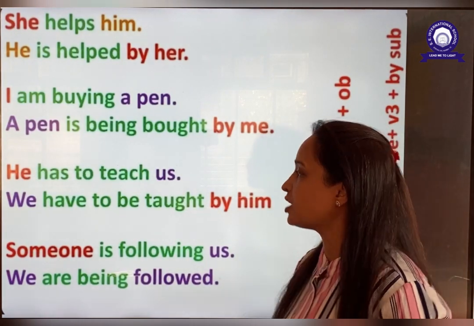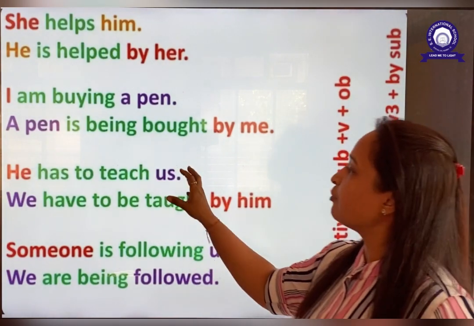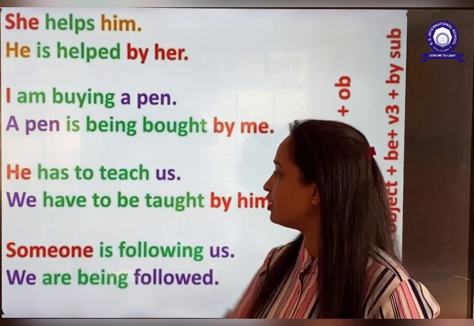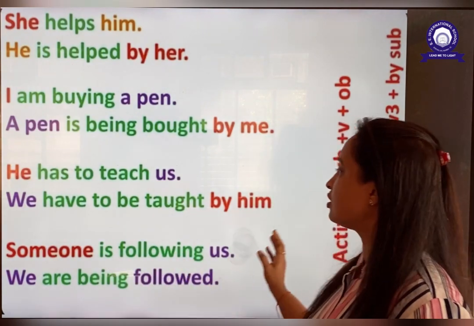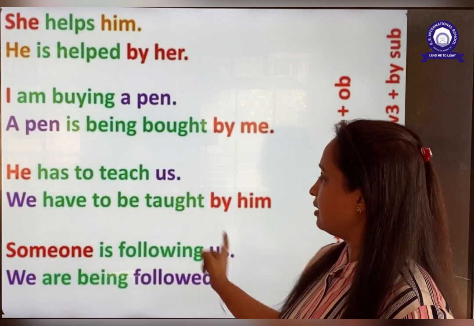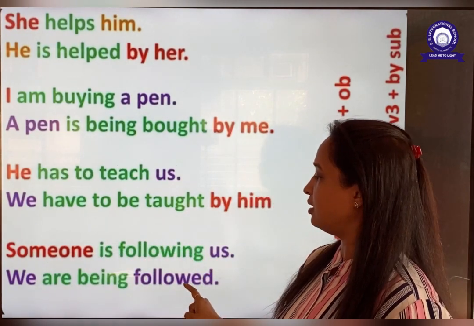He has to teach us. Here I am going to change my object. I am going to place it in the first place. So we have to be taught by him. Someone is following us. We are being followed.